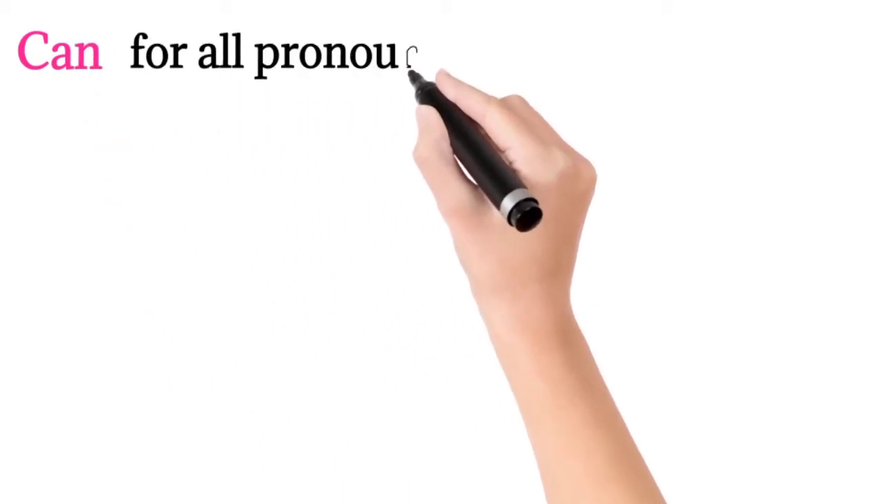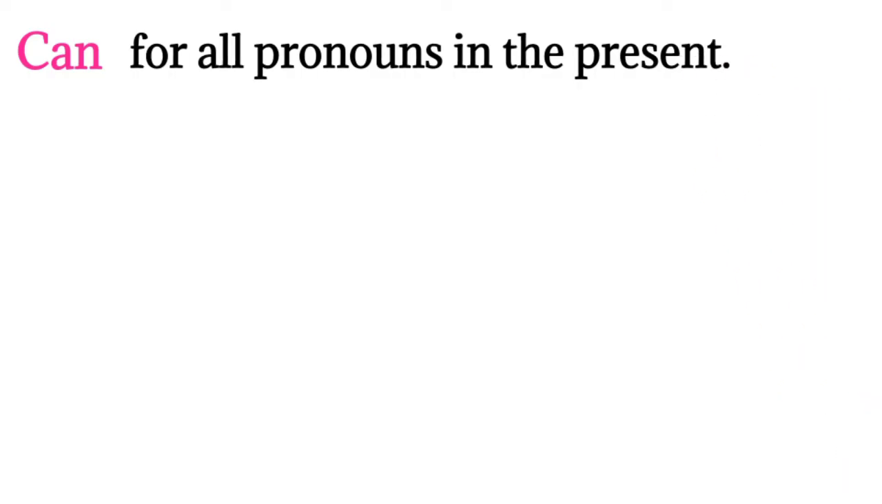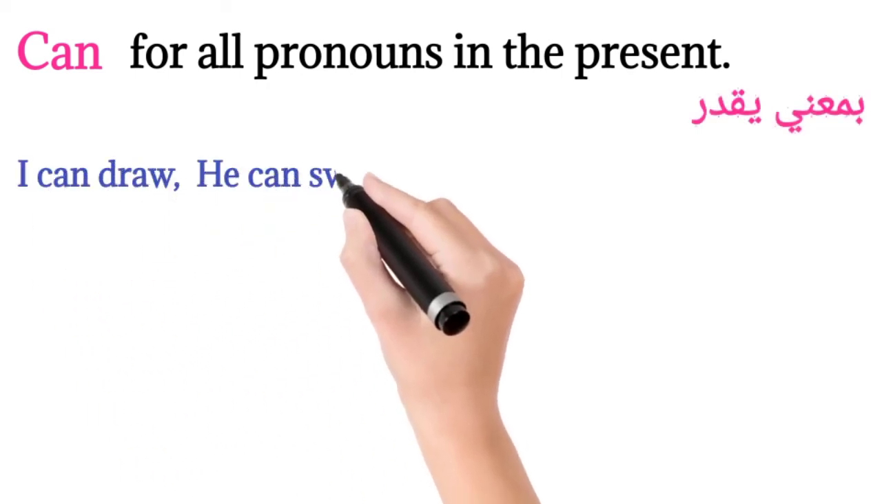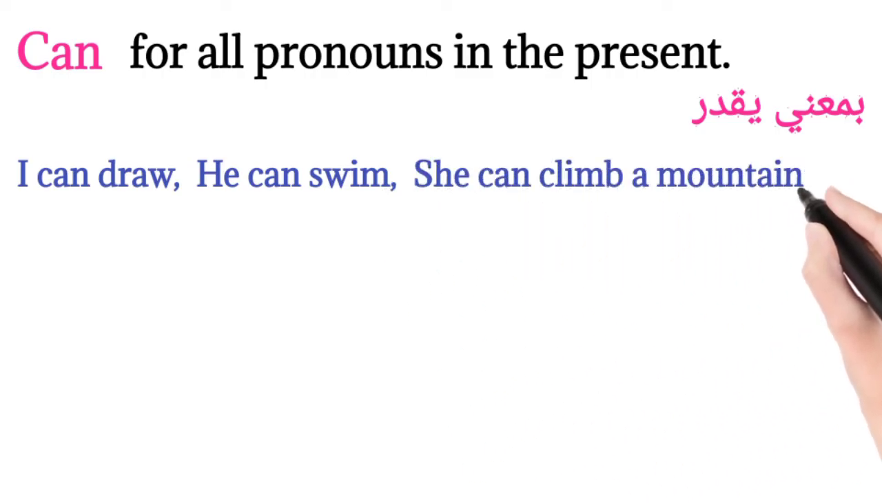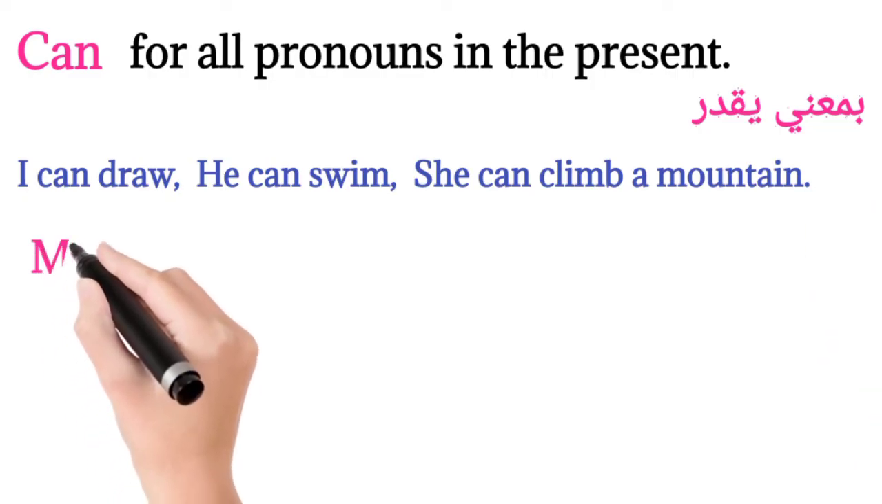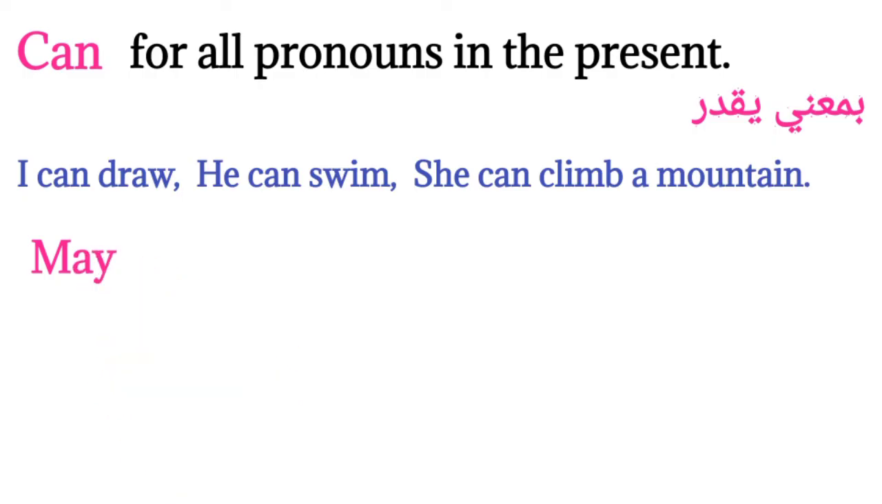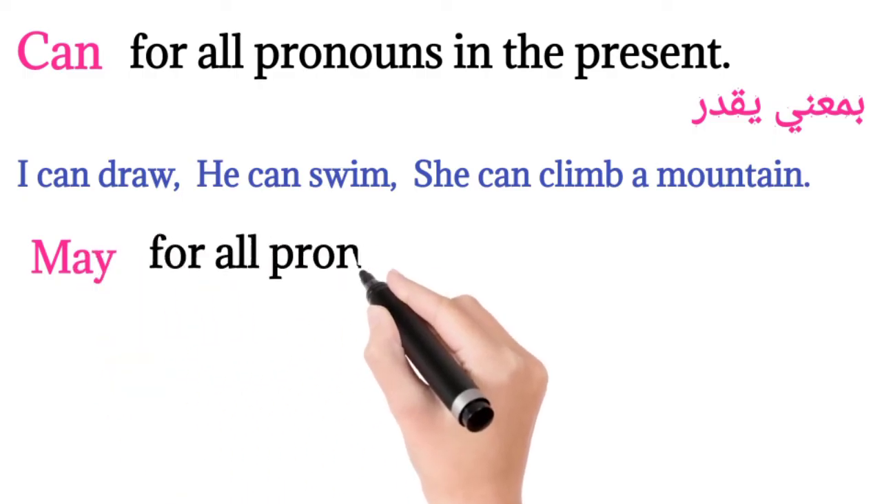Word can تستخدم من الـ helping verbs الأفعال المساعدة لتكوين جملة، ويأتي بعدها الفعل في المصدر for all pronouns in the present. وتستخدم مع جميع الضمائر في المضارع بمعنى يقدر، وتصاحب كلمة can فعل في المصدر. I can draw، أنا أستطيع الرسم. He can swim، هو يستطيع السباحة. She can climb a mountain، هي تستطيع تسلق الجبل.